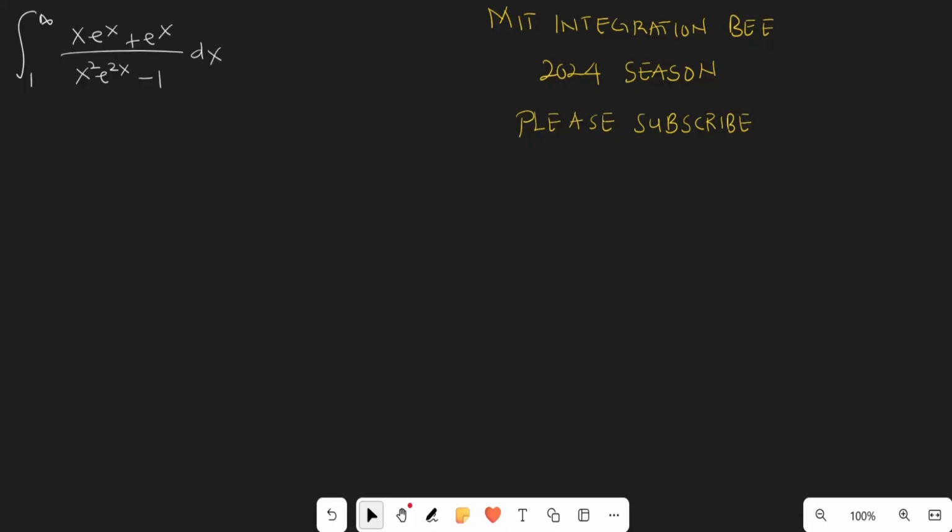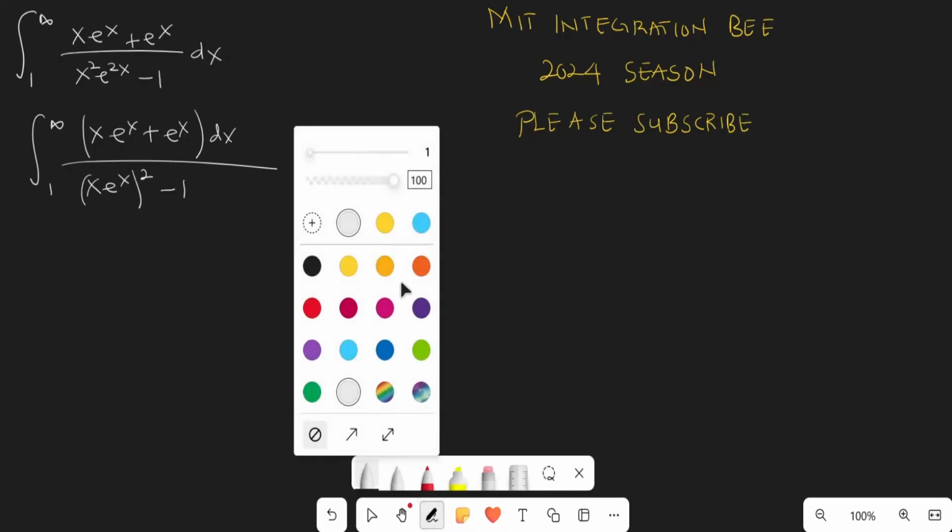So let's solve this integral. This integral can start off by rewriting the denominator times 3 divided by x e to the x squared. The denominator can also be written like this. Then I'm going to do a u sub here.